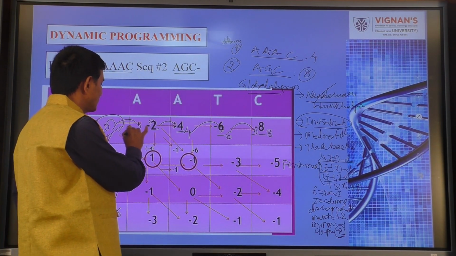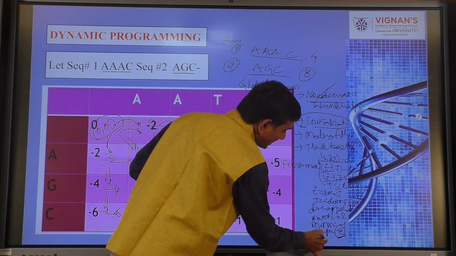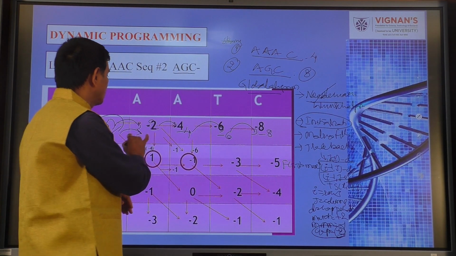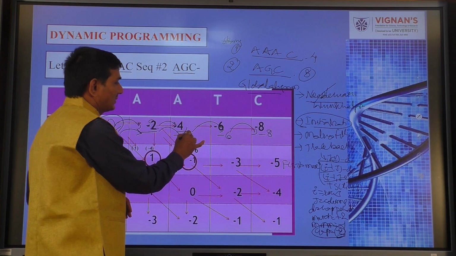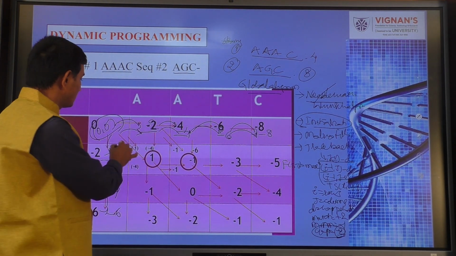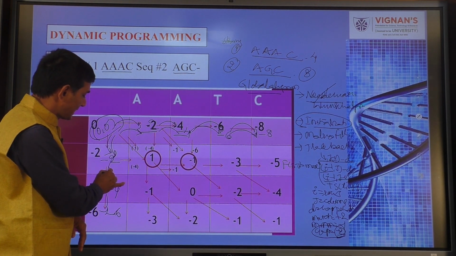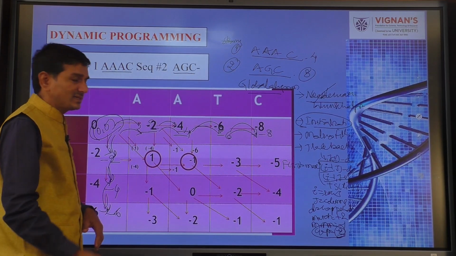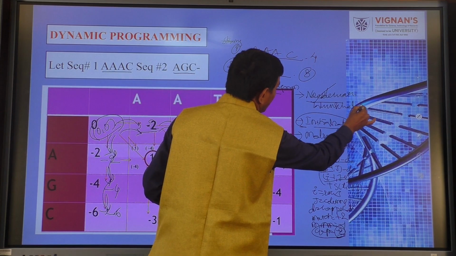As we move one step forward, as we have initialized with a gap value of minus 2, one step forward is minus 2. Second step is minus 4, third step minus 6, and then fourth step is minus 8. Similarly, along columns, one step is minus 2, second step is minus 4, and third step is minus 6. This is what we call the initialization step.